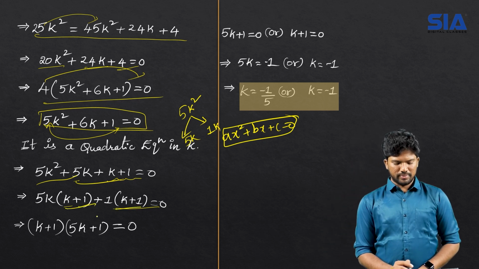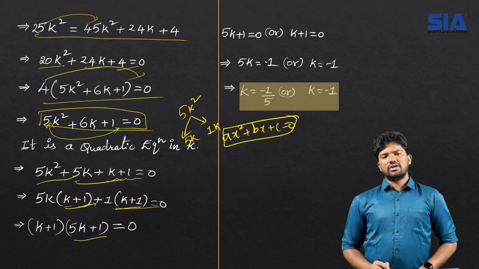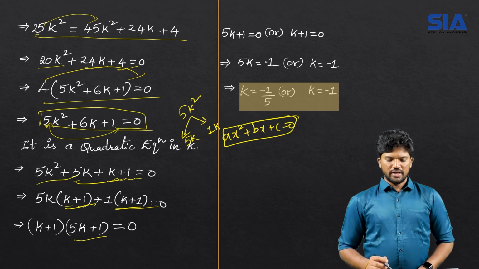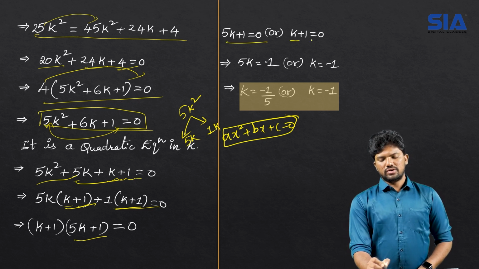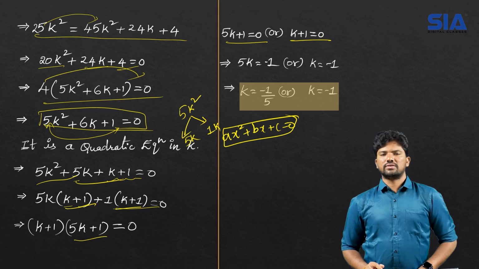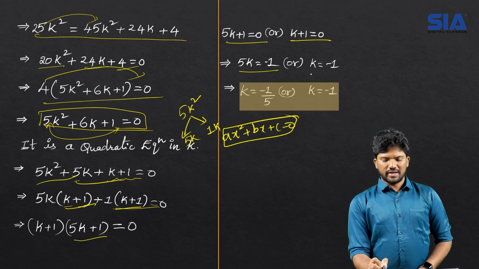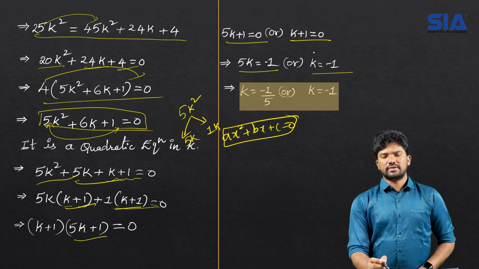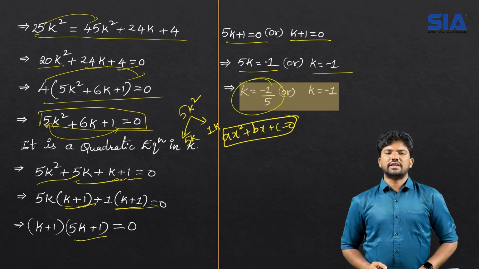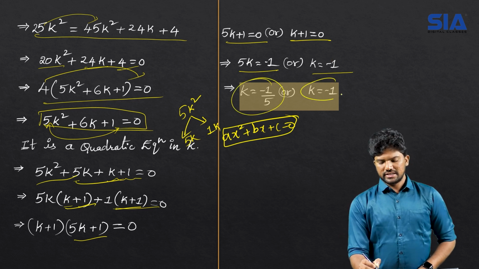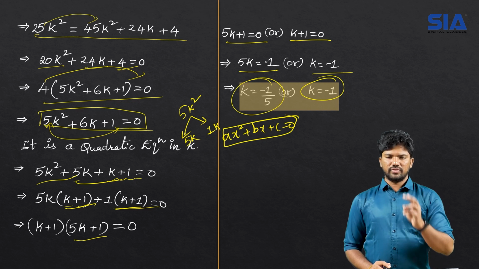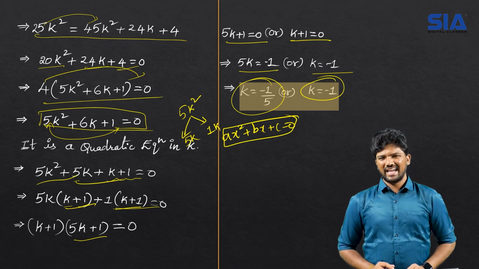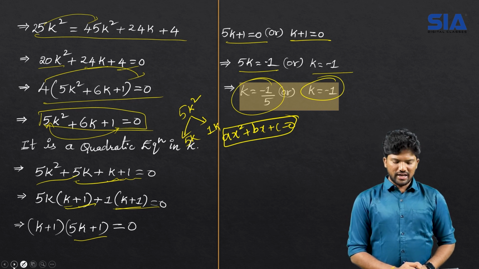Again k plus 1 common. Remaining value 5k plus 1 is equal to 0. So 5k plus 1 is equal to 0 or k plus 1 is equal to 0. 5k is equal to minus 1. k is equal to minus 1. So therefore k is equal to minus 1 by 5 or k is equal to minus 1. So we got two values of the k, where k is a parameter. So two different values we got.